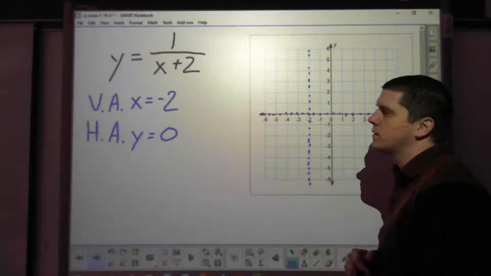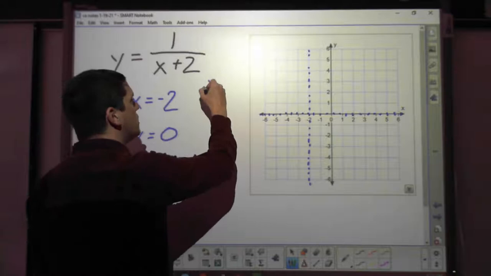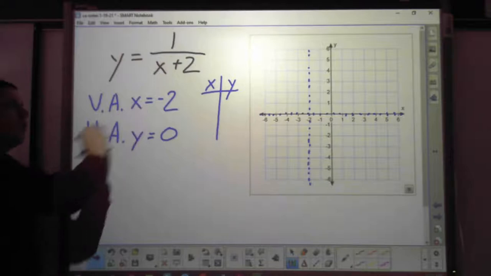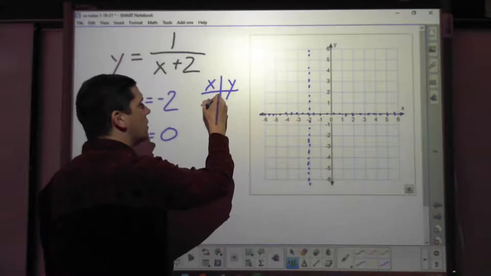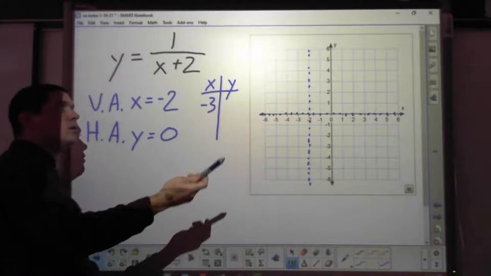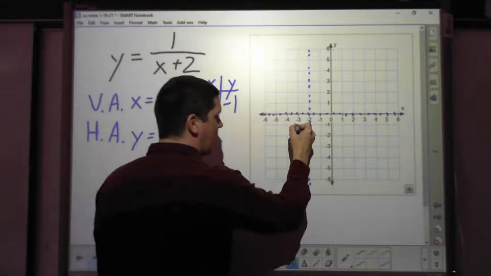Now, once I have those, all I simply need to do is just go ahead and test some points. So I do need to make an XY chart. Again, not a big one, but I need to pick something on the left side of the asymptote and something on the right side of the asymptote. So right here, if I pick something on the left side of the asymptote, I can plug negative 3 in. Just using negative 3, again, just pick a number at random. It could be negative 4, negative 5, negative a million. Doesn't really matter. But I plug in negative 3 plus 2 gives me negative 1. 1 divided by negative 1 gives me negative 1. So that tells me that I have a point right here.